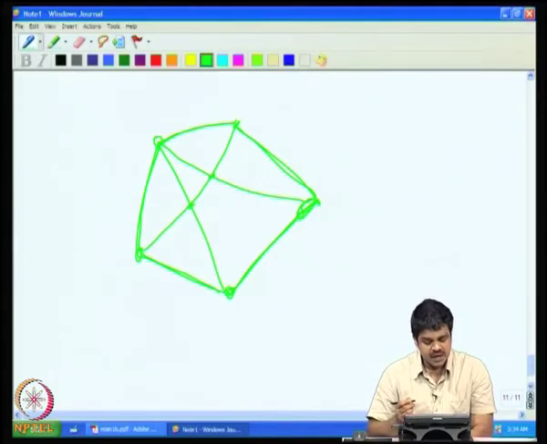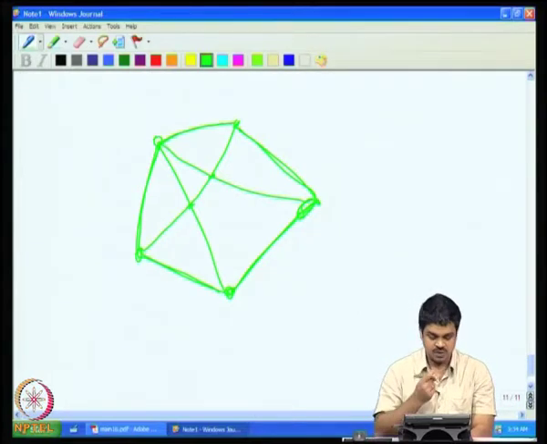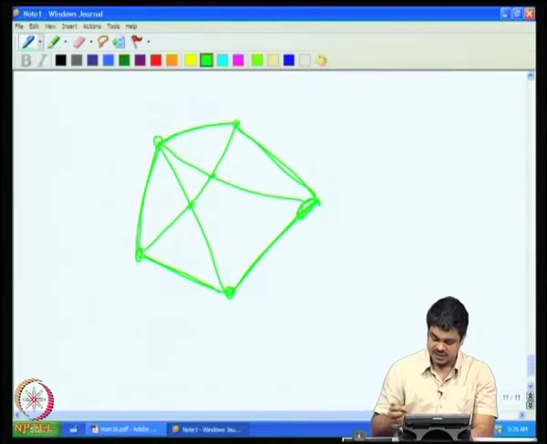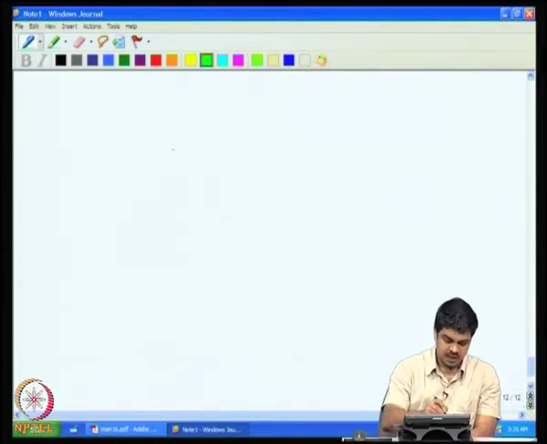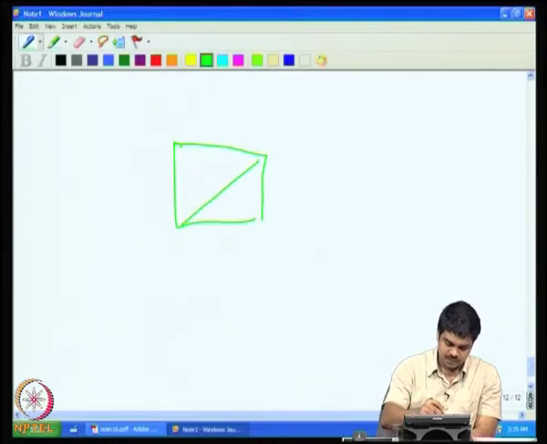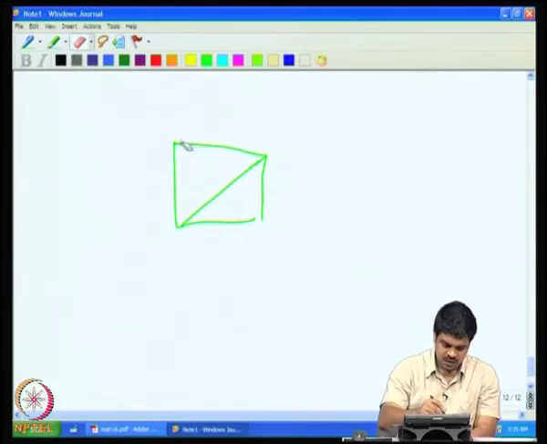Planar graphs are those graphs which can be drawn on the plane without the edges crossing each other. For example, if you take this graph, this is not a plane graph because we have drawn it wrongly. But on the other hand, this is a planar graph because we can draw it like this.